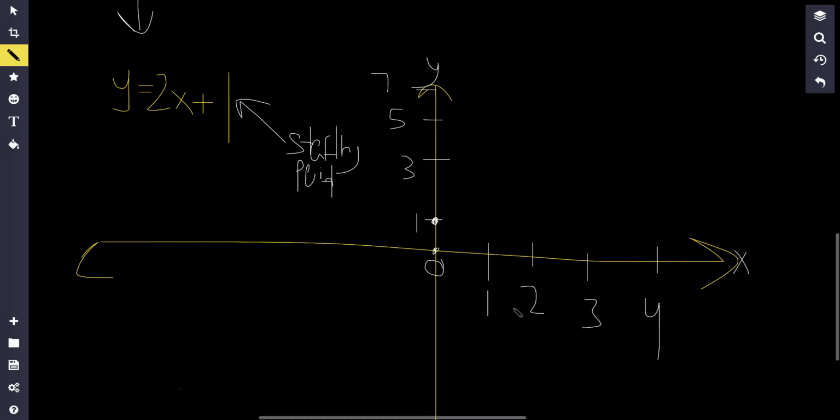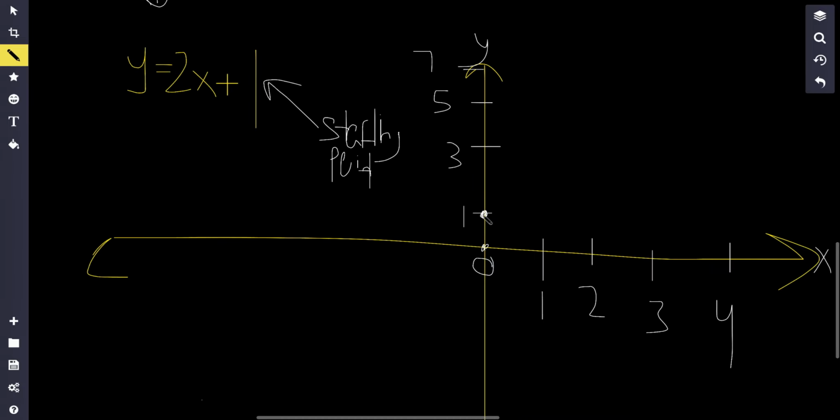All right. So look, when I move 1 unit to the right, what am I going to do? I'm going to move 2 units up. Notice how I go from 1 to 3, right? Because if I go 2 units upwards, that means that I'm adding, right? So what's 1 plus 2? That gives me 3, right? And then my next point is going to be here, 1, 3.